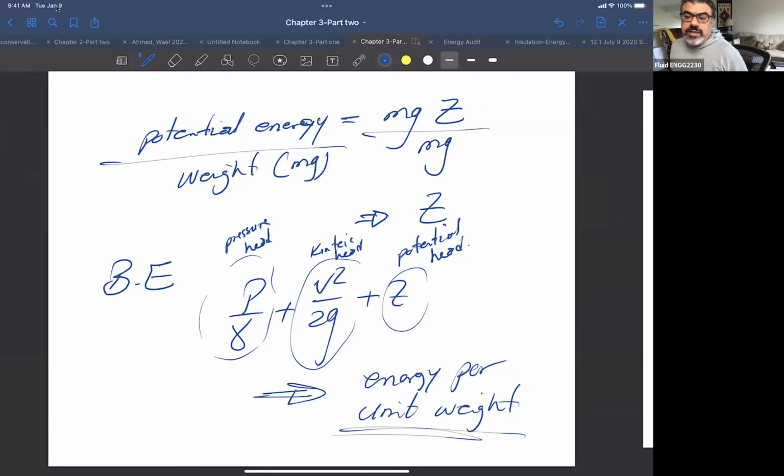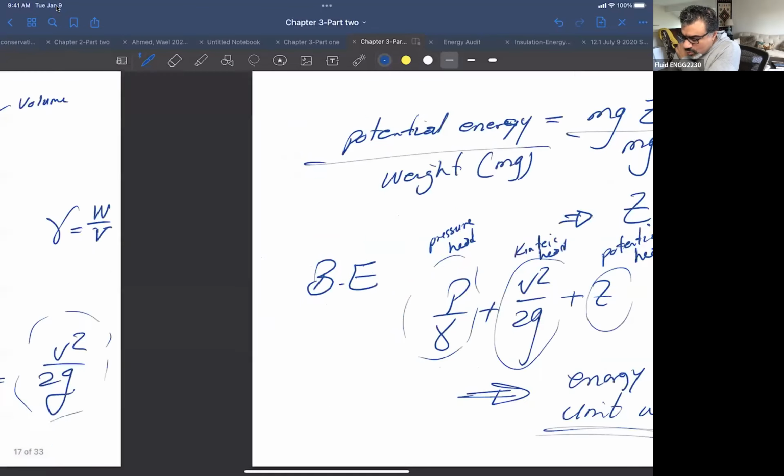Is that the end? Yes, this is a very, very nice question, and it is very relevant to what we're trying to see here. Lots of people think, how will the fluid move from one point to another? Is it because of pressure? Is it because of kinetic? Is it because of potential? What should be the right answer? It's a combination. Excellent. It's a combination of the three.